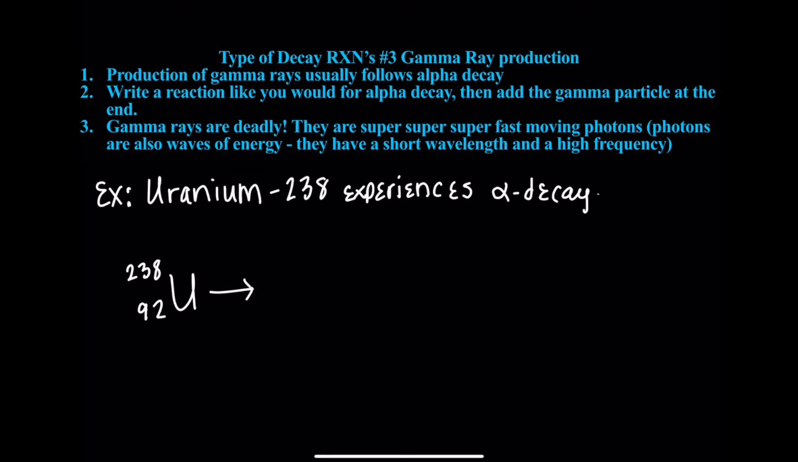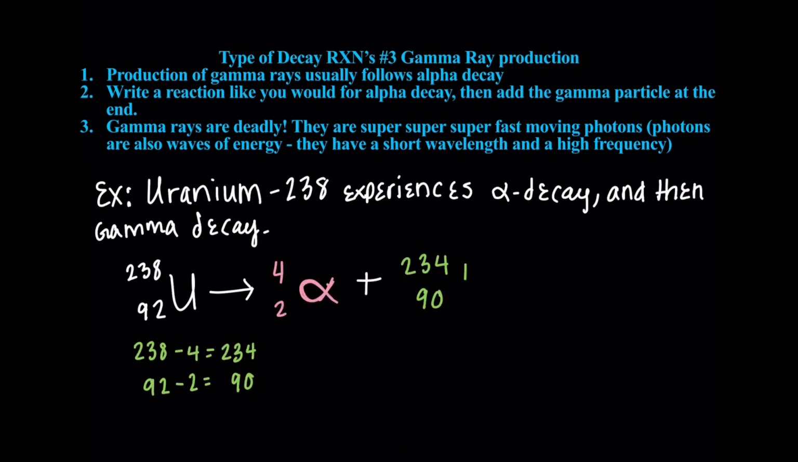Now in gamma ray production, this is something, and I know I use uranium-238 all the time, but it's a good one. It happens after alpha decay. Gamma rays are deadly. They're very fast-moving photons, which are also waves of energy. They have a short wavelength and a very high frequency.